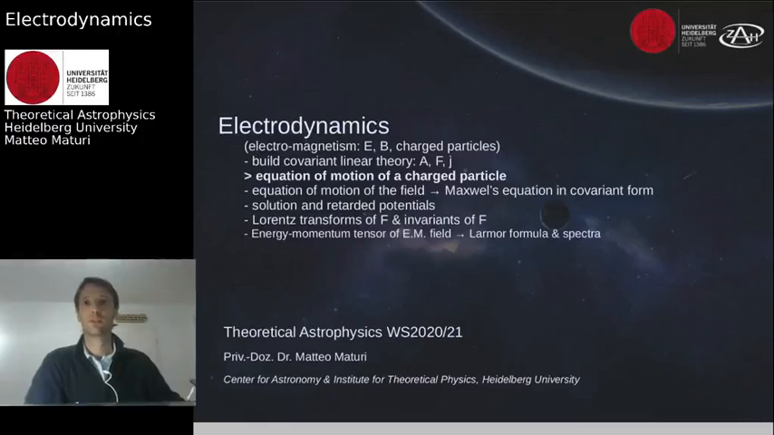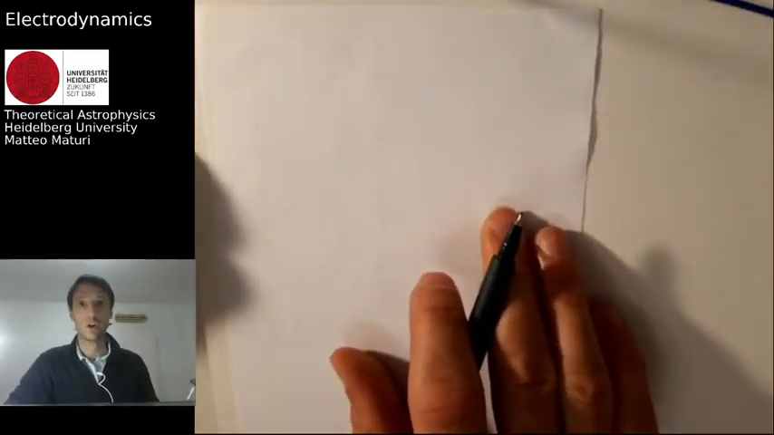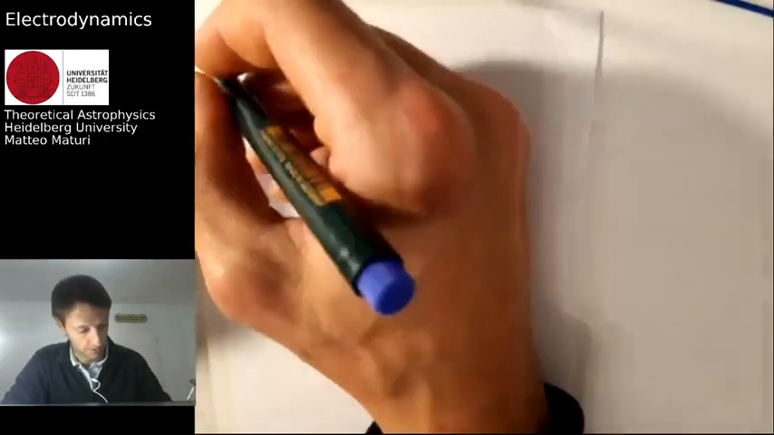Now that we have seen the basics of electrodynamics and we have seen what the four potential, the electromagnetic field tensor, and the four current are, we can move on and derive the equation of motions for the charged particles. Therefore, we are going to see how magnetic fields affect the trajectories of charged particles. So let's see.